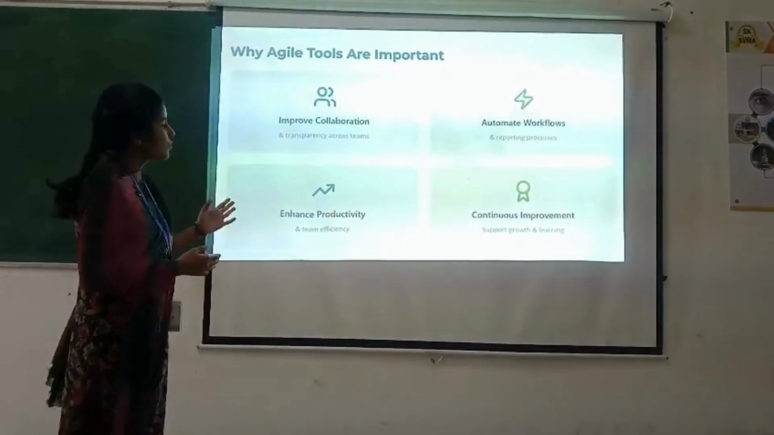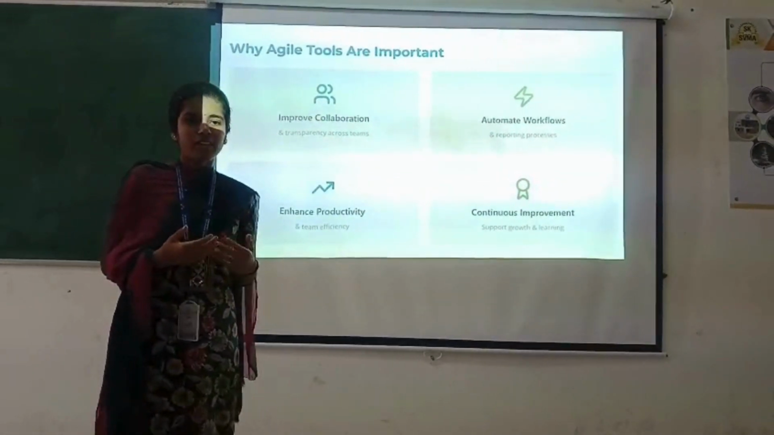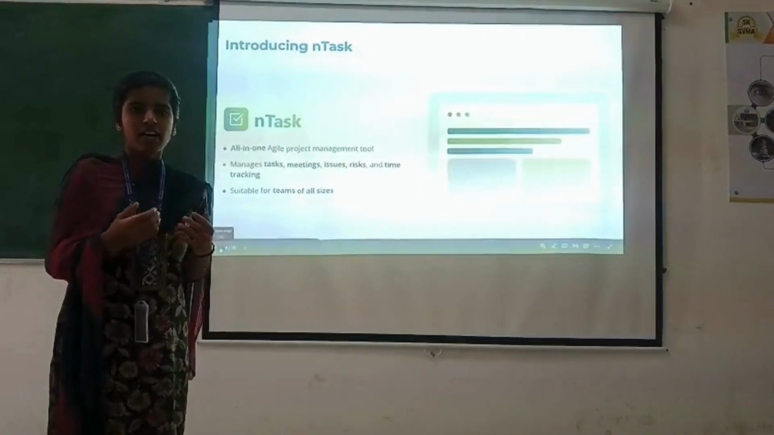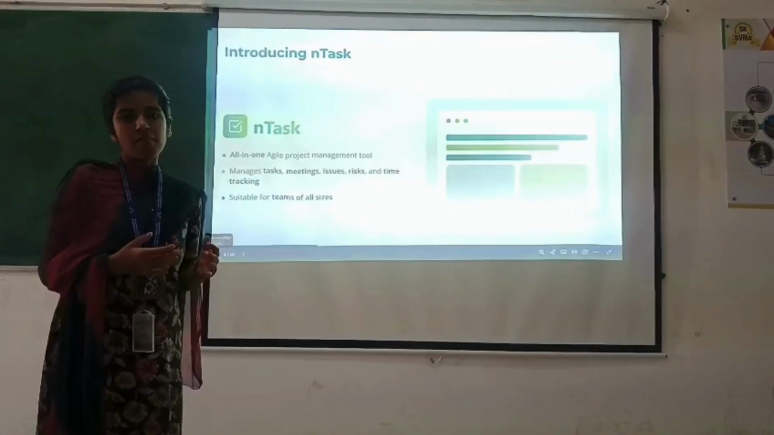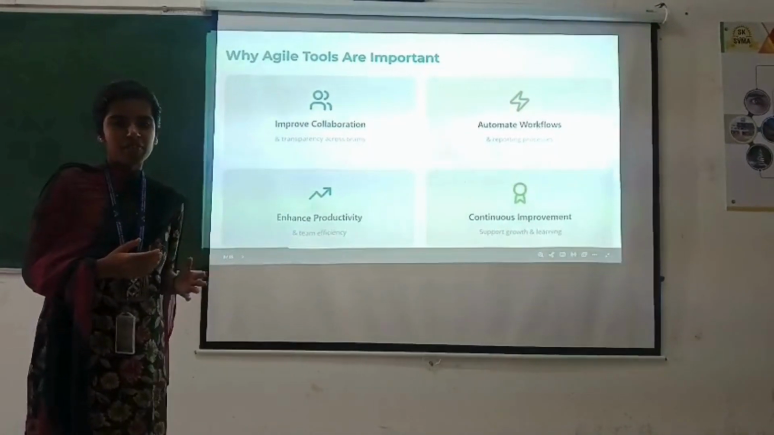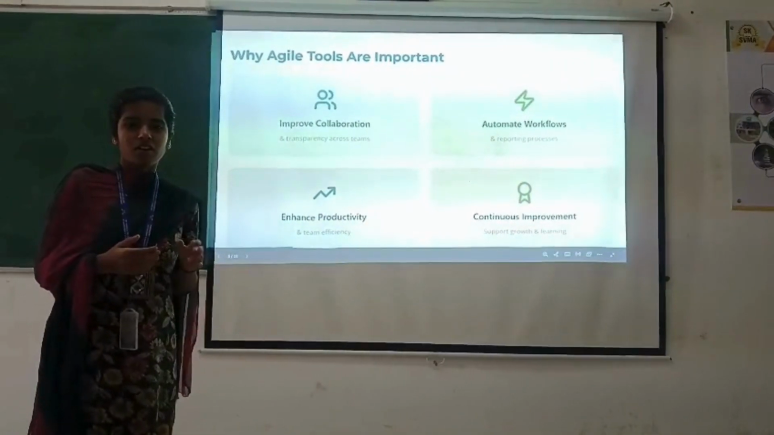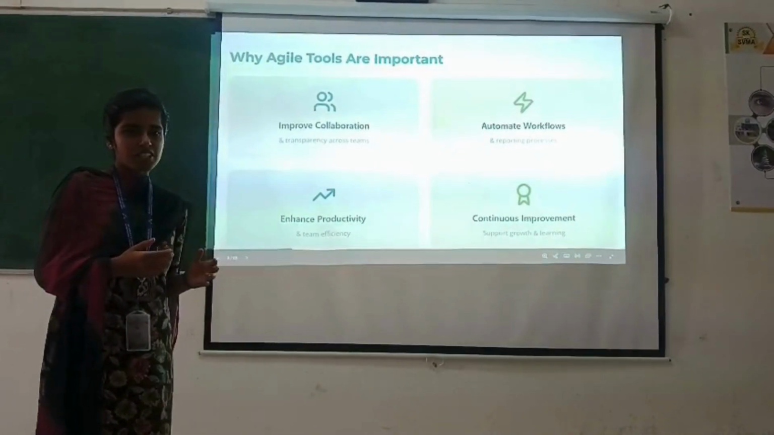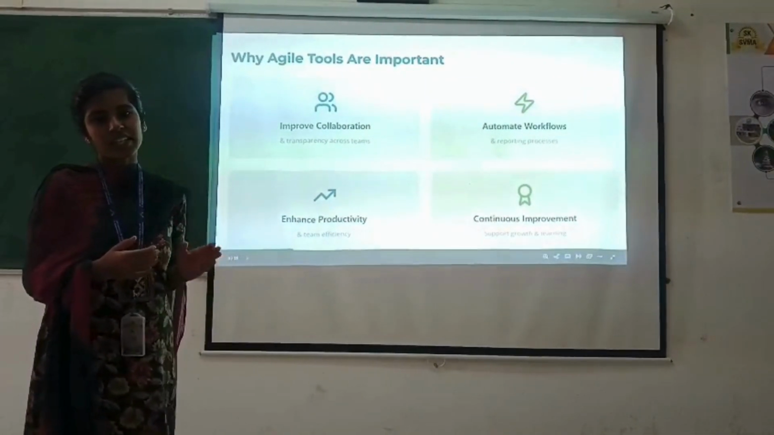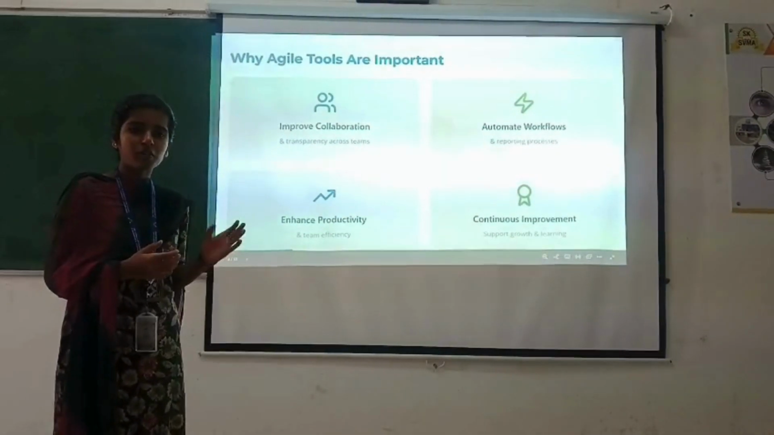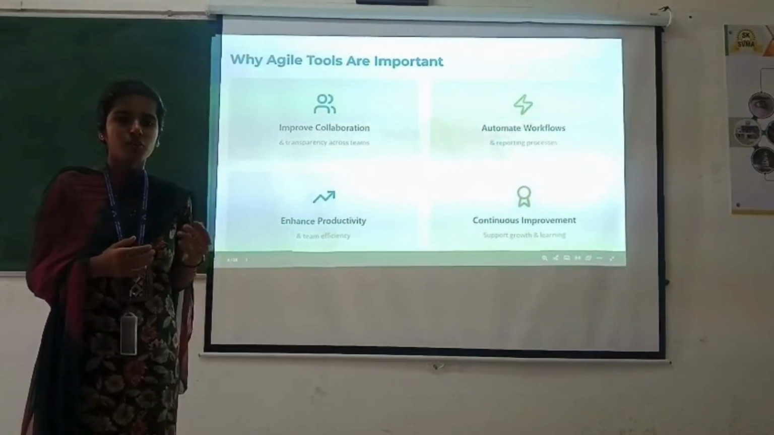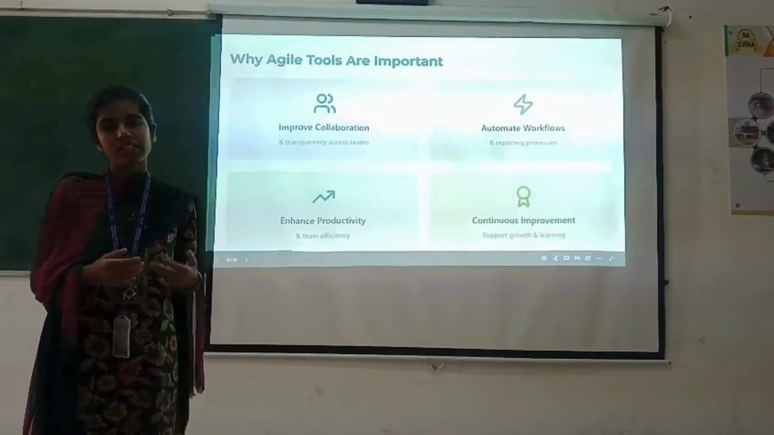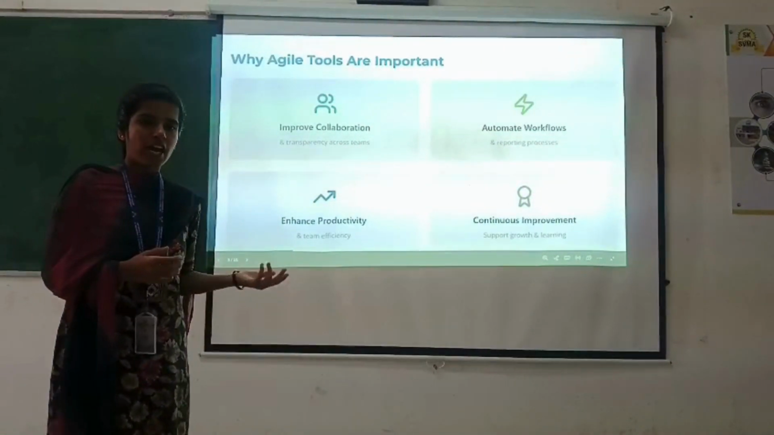Let me explain the importance of these agile tools. In real-life projects, there are hundreds of small tasks, multiple team members, and constant changes. Managing all of them manually, say on a spreadsheet, becomes messy and inefficient. Agile tools like nTask provide a visual, collaborative way to manage this complexity. They help teams see who is working on what, what tasks are pending, what's completed, and where the bottlenecks are.